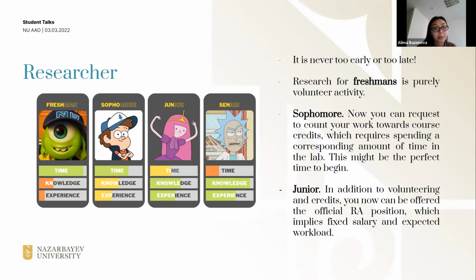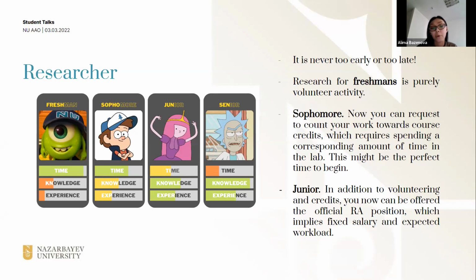First of all, let's start with the freshman. It actually corresponds to first-year students. And their work in laboratory is mainly based on volunteer activities. So it means that you cannot apply for credit-based courses like in laboratory. And also you are not allowed to work as an RA officially, so it means that you will not be paid. But still you can do any work your principal investigator or professor wants you to do.